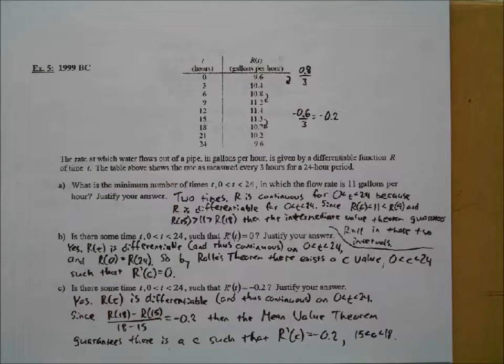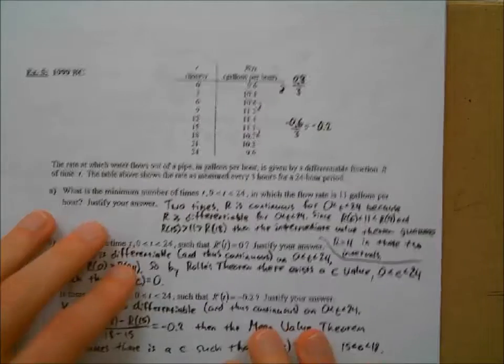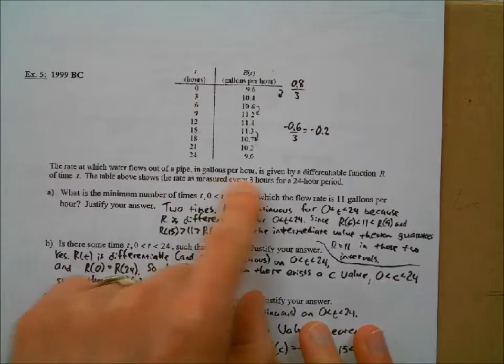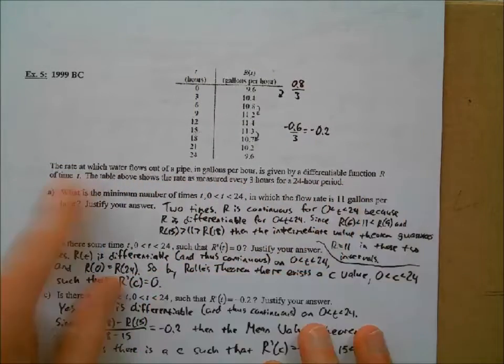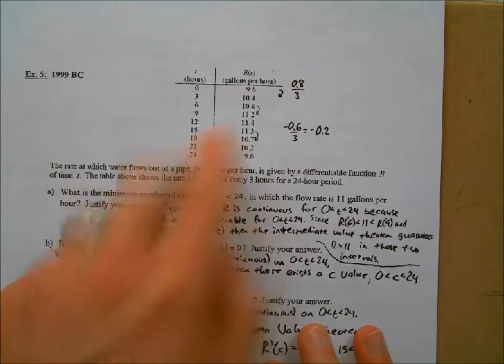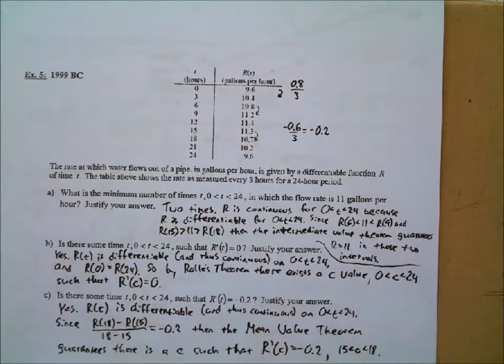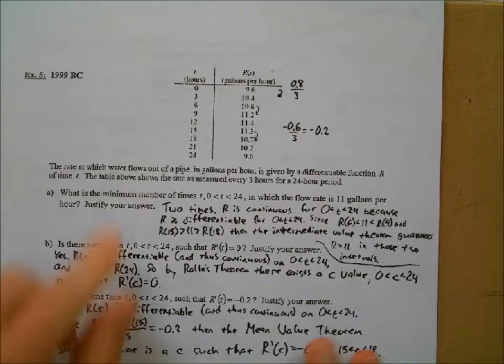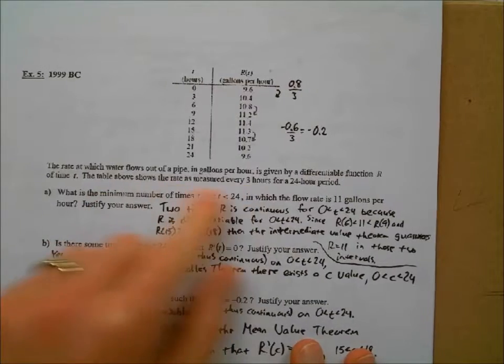Again, read through the table here. We've got the rate at which water flows out of a pipe in gallons per hour is given by a differentiable function r of time t. So these are rates in the table, not the actual amounts. This is the rate of change of the amount of water flowing out of the pipe, measured at different times. So it's measured every 3 hours for a 24-hour period.